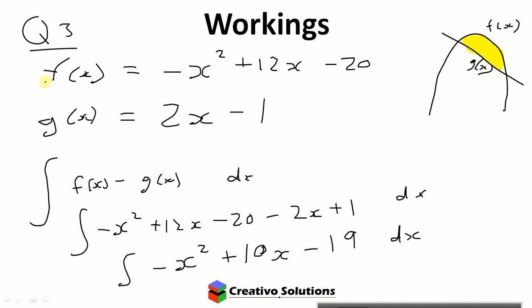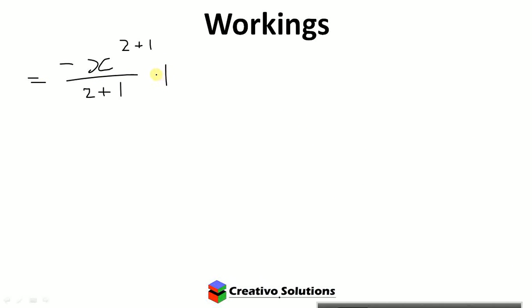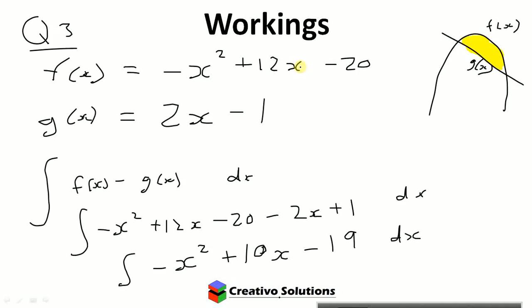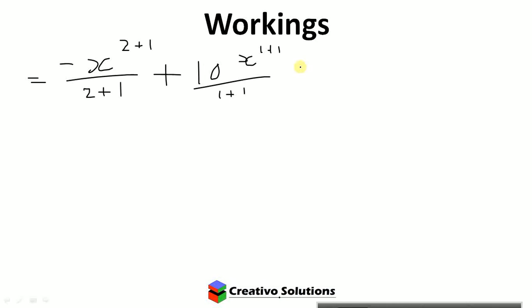Then the next one, here it is: plus 10x, so plus 10x, 1 plus 1 over 1 plus 1. And the last bit was 19, so minus 19x. The derivative of 19 minus 19x is 19, plus c.